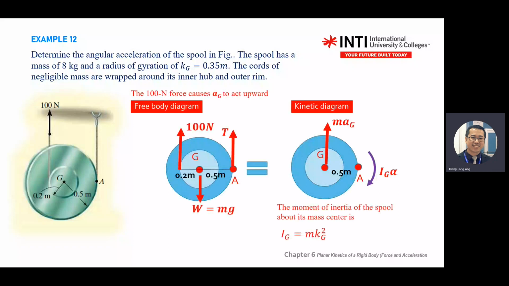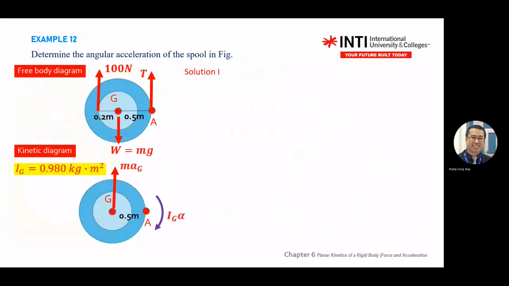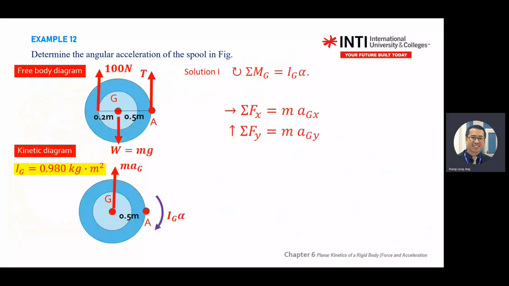Again, this one I don't need to explain. You are given the radius of gyration, so you need to use I equal to mk squared. So basically, you are halfway to solving the problem already if you understand how to draw the free body diagram and kinetic diagram. The remaining is just solving linear equations. So three linear equations: moment equation, and F equal to ma in both directions. Okay, solution 1: moment equal to I_G alpha. Substitute.